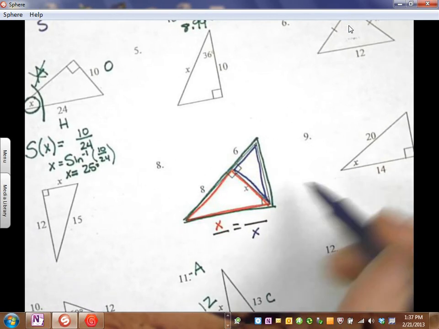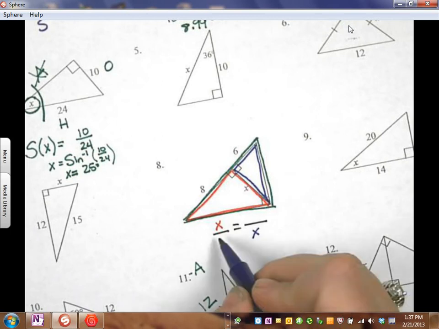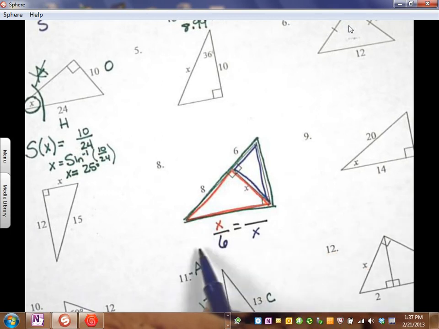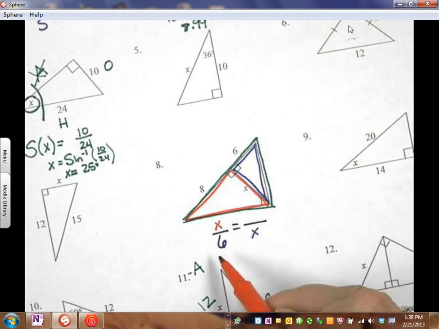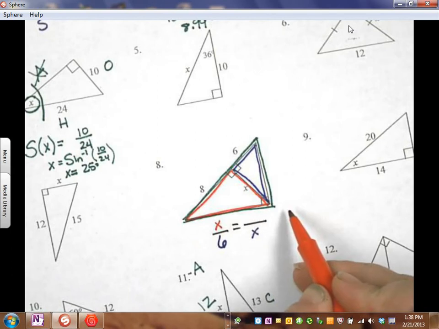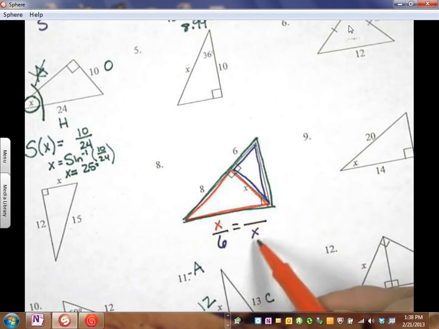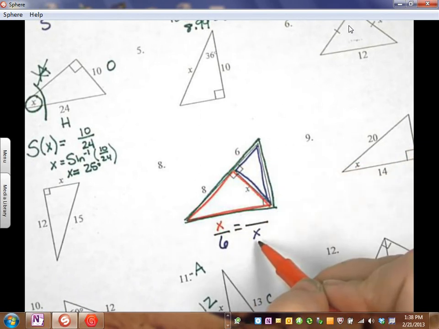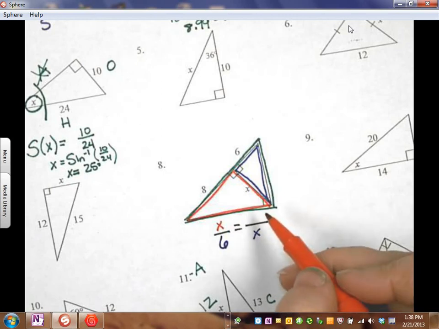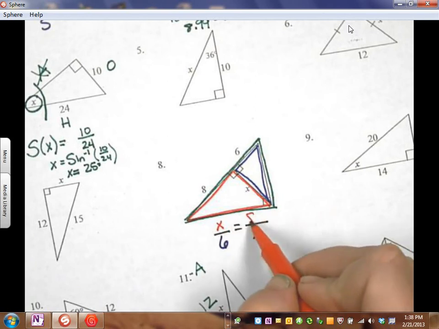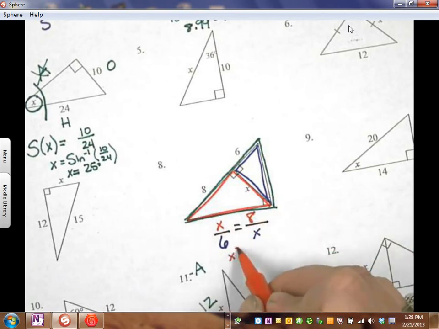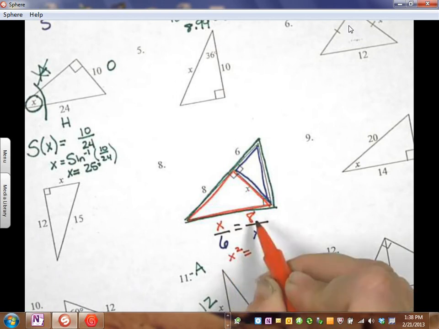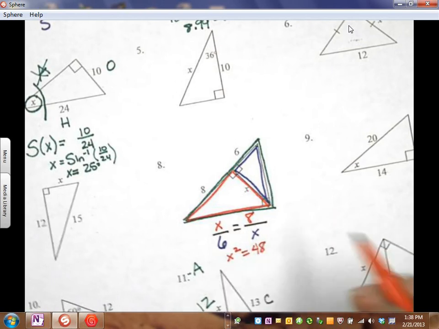What is my short leg of the blue triangle? It's going to be 6. Notice my blue triangle is just in the denominator. Now I know across the top, I've got to have my red piece that corresponds to whatever X is. Well, in my blue triangle, what's X? It's the long leg. So I need to know what's the long leg of the red triangle. That would be my 8. Then you cross multiply. X squared equals 6 times 8, which is 48. And what is 48 the first?